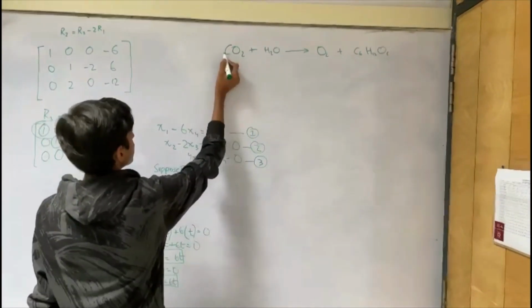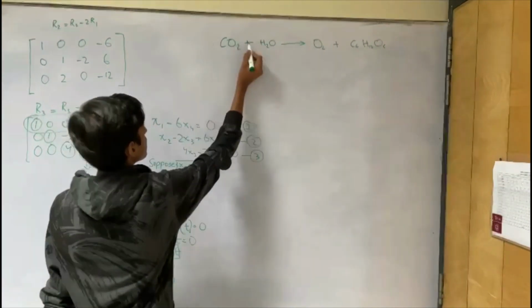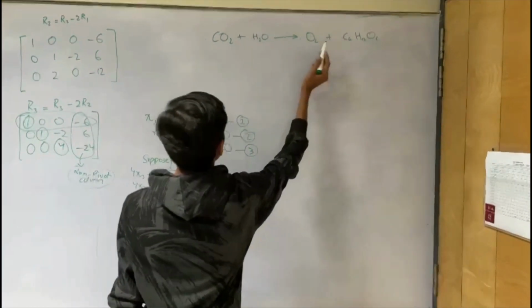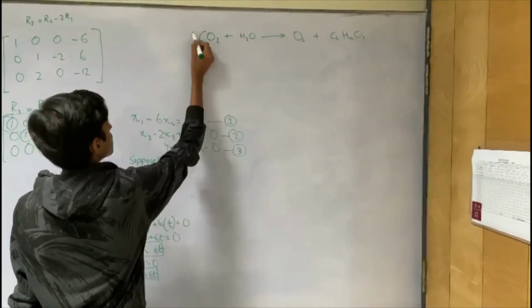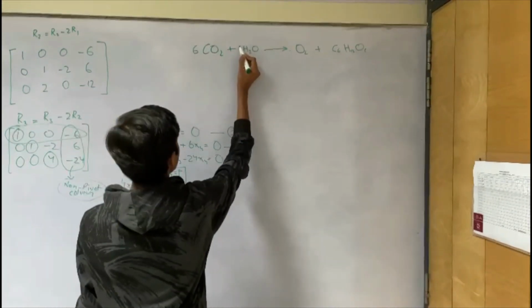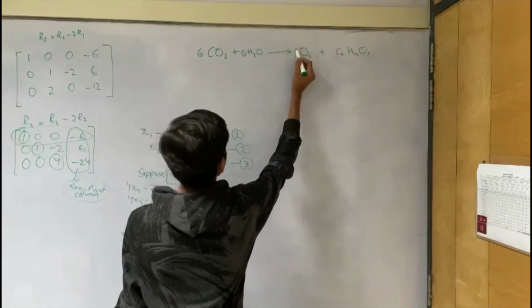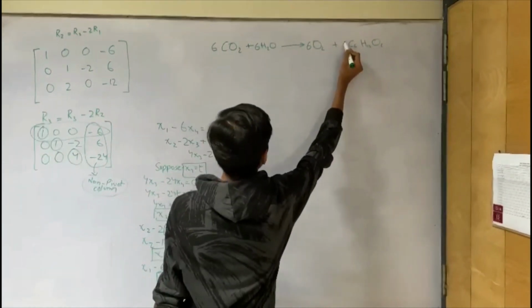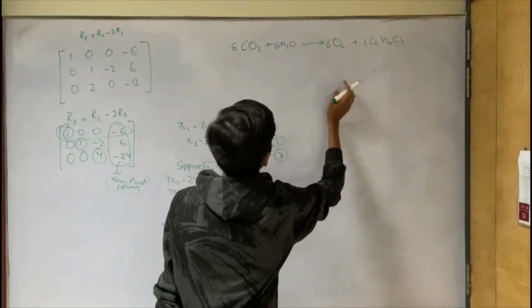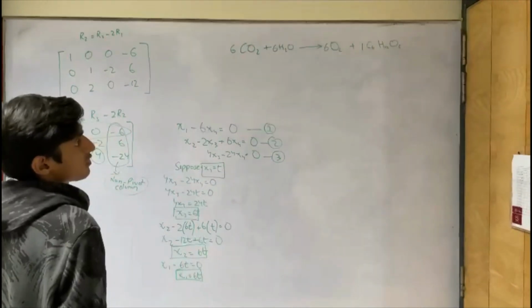So as you know, in this equation we have the unknowns x1 here, x2 here, x3 here and x4 here. So in place of x1 we'll write 6, in place of x2 we'll write 6, x3 would be 6 and x4 was 1. So we will write 1 here and that's how the equation would be balanced.